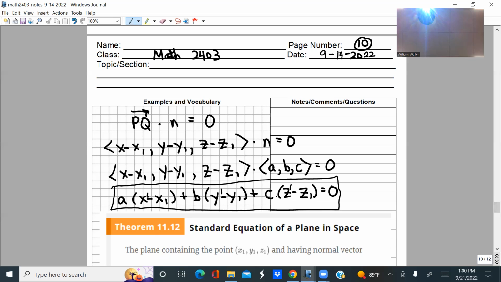So what's the A, B, and C here? These coefficients? That's the normal vector. What's the x1, y1, z1? Some point on the plane. Any point on the plane. Okay? So if you know the normal vector and you know any point on the plane, you can write down the equation for the plane. That's just like if you know the slope and any point on a line in 2 dimensions, you can write down the equation for the line, right?